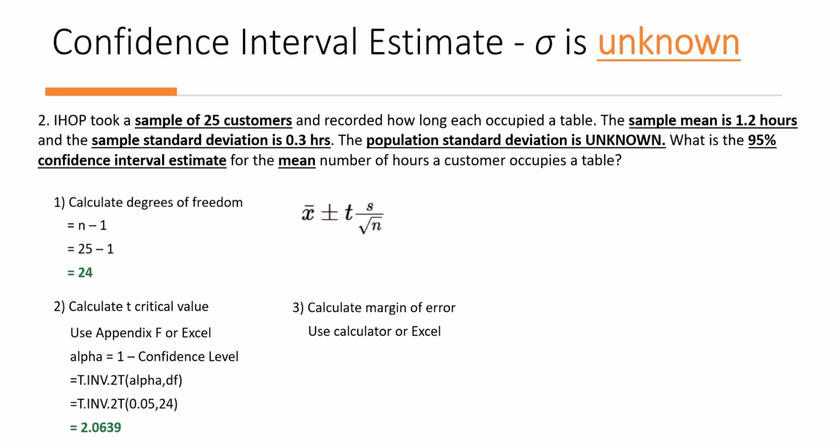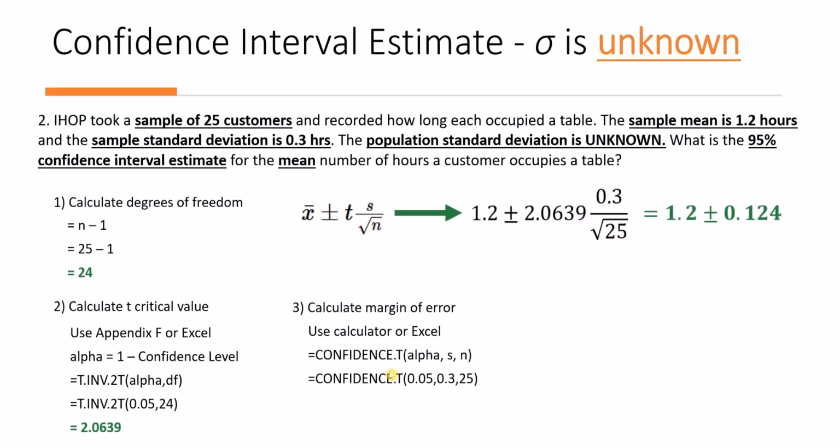Here is our formula. Recognize the general format. So we have our point estimate plus or minus our t critical value and then our standard error. The difference here is we are going to use our sample standard deviation in place of our population standard deviation since it's unknown, and it's divided by the square root of n. So if we plug in all of the numbers, the t critical value of 2.0639 times 0.3 divided by the square root of 25, and you get a margin of error of 0.124.